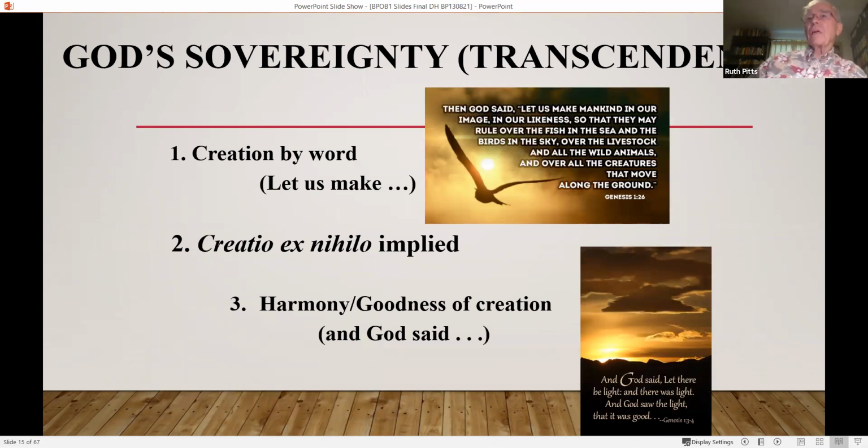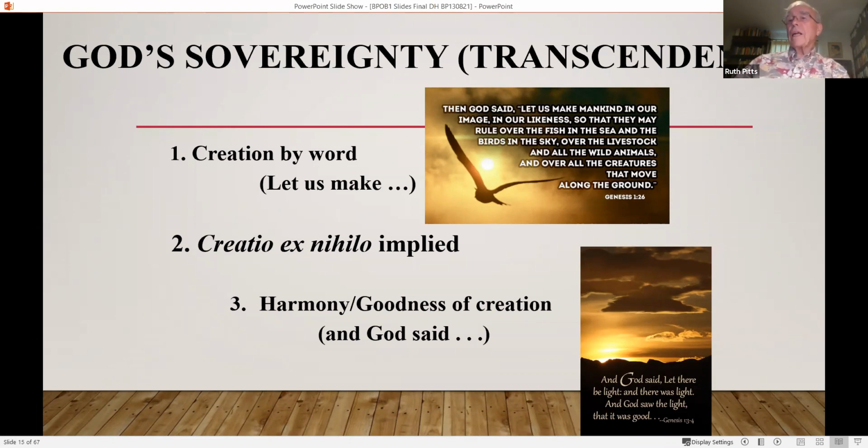God's sovereignty, God's transcendence. Then God said, let us make mankind in our image and our likeness, so that they may rule over the fish of the sea, birds of the sky, the livestock, and all the wild animals, and over all the creatures that move along the ground. So the creation is by word. Let us make. The idea of being created out of nothing is implied here. So this is different. The example usually given is a carpenter who has wood, has materials, and fashions something from that. But God here calls the wood into being, creates that out of nothing.